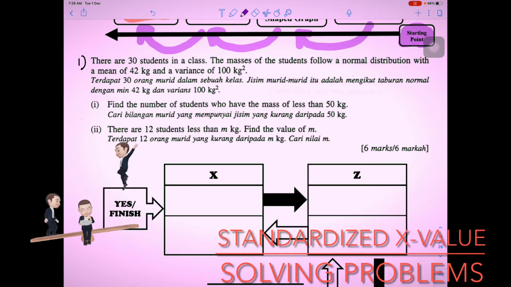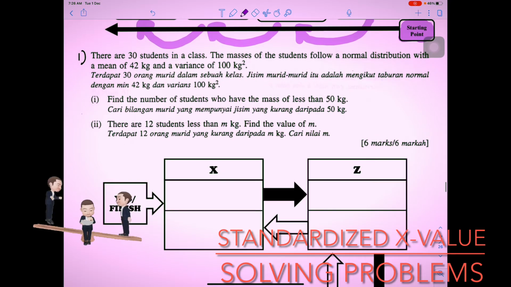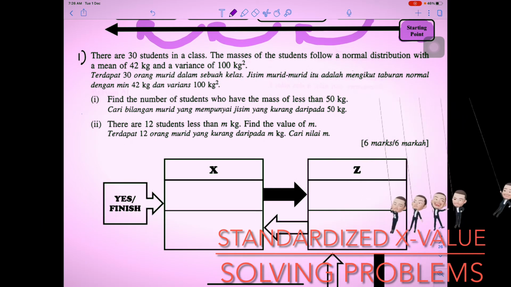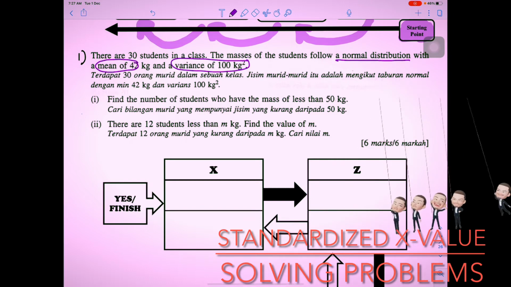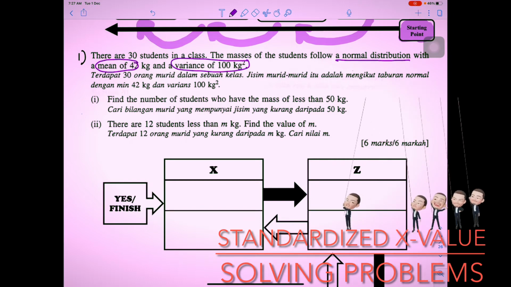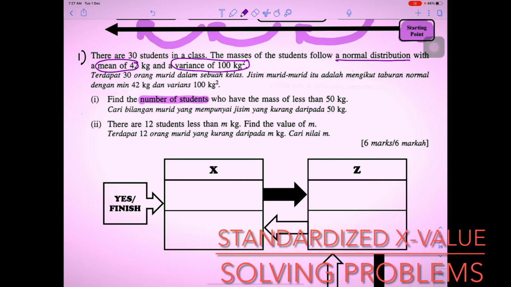Example 1. There are 30 students in the class. The mass of the students follows a normal distribution with mean 42 and variance 100 kilogram squared. First, find the number of students who have a mass of less than 50 kilogram.